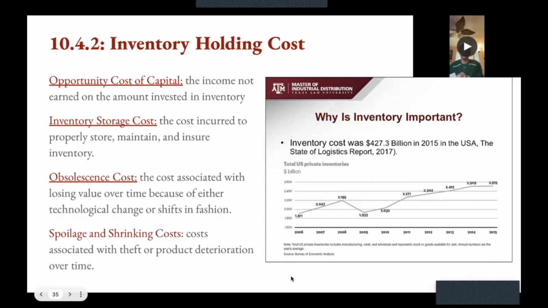The Council of Supply Chain Management Professionals, CSCMP, publishes a yearly report called the State of the Logistics Report. Their 2017 report shows that in 2015, US businesses spent $427 billion as inventory holding cost, right? And that basically corresponds to $2,500 billion worth of inventories kept by the industry.